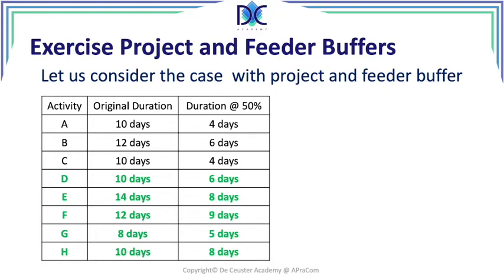We have activities A, B, and C, which are on the non-critical path with a respective duration of 10 days, 12 days, and 10 days. And their 50% duration are 4, 6, and 4 days. We have the same for the activities D till H. D has 10 days as original, 90% duration, and 6 days at duration at 50%. And we have it for the other activities the same.